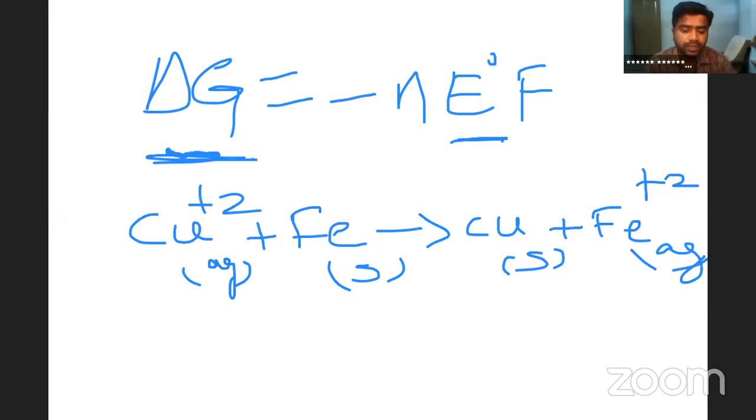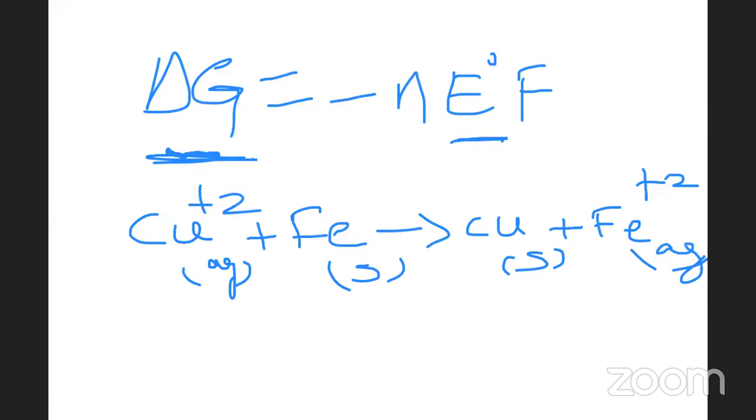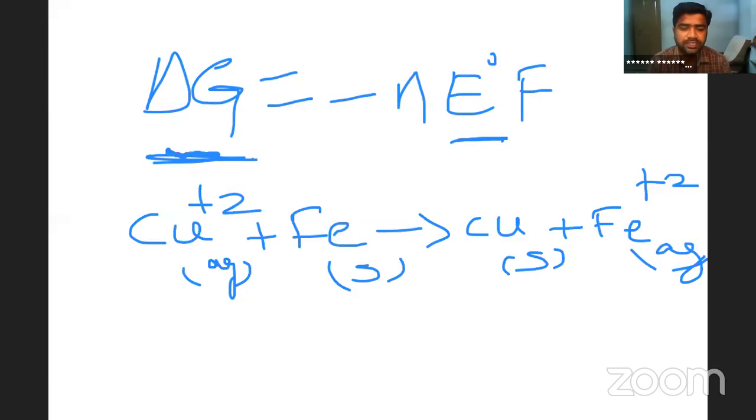Will it be spontaneous or non spontaneous? Yes, delta G negative means it is spontaneous. If delta G is negative, then in the sense it is spontaneous.